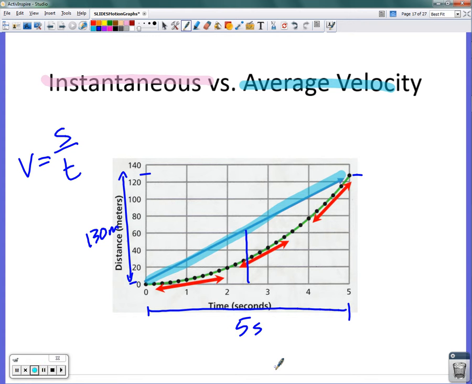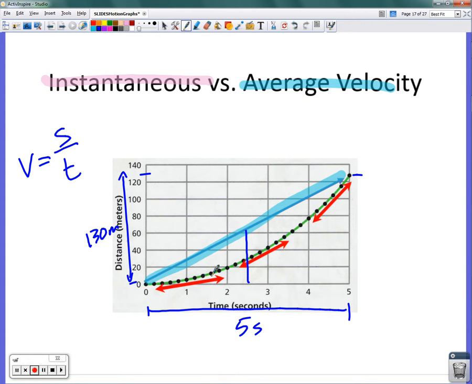It's going faster than the average. Remember, average takes into account what was going on the whole time. So at the beginning, the velocity is less than average. At the end, the velocity is greater than the average. But the blue would represent the average velocity.